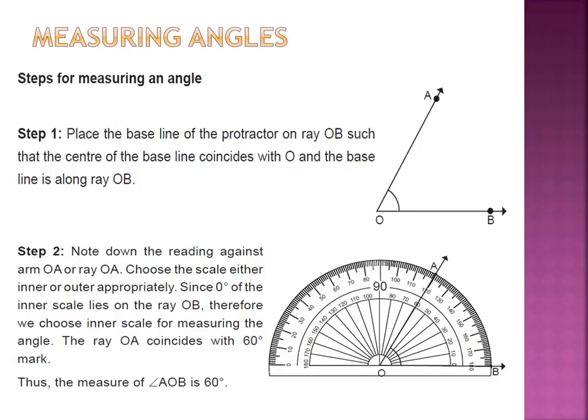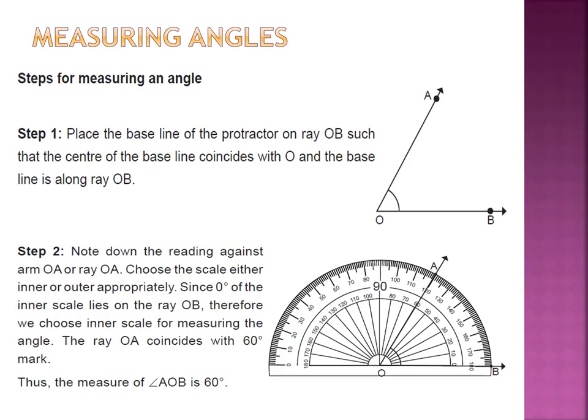We have learned that we use a protractor to measure the angles. Now let's see how we use a protractor to measure the angles. Step 1. Place the baseline of a protractor on a ray OB such that the center of the baseline coincides with O and the baseline along ray OB. Step 2. Note down the reading against the arm OA or ray OA. Choose the scale either inner or outer appropriately.